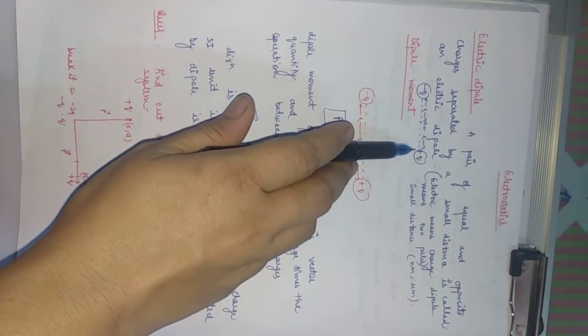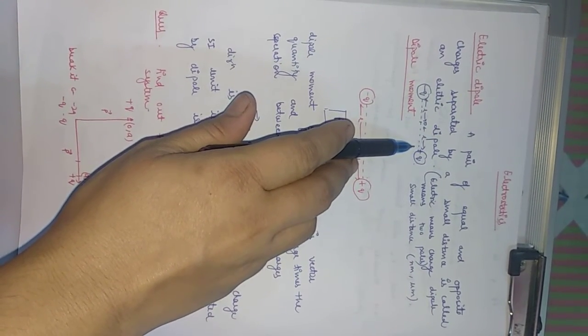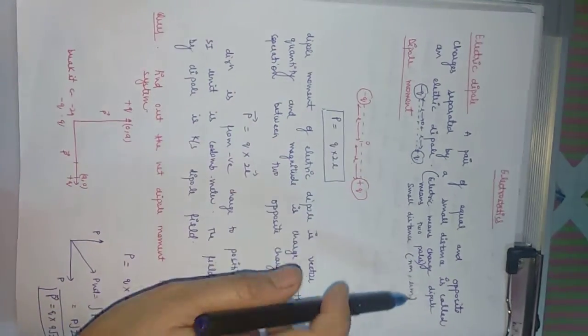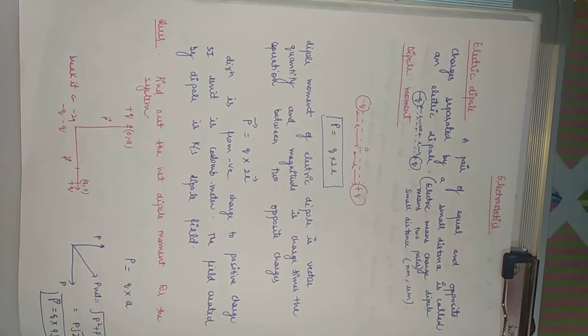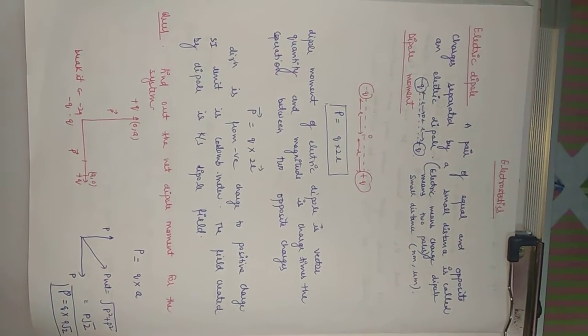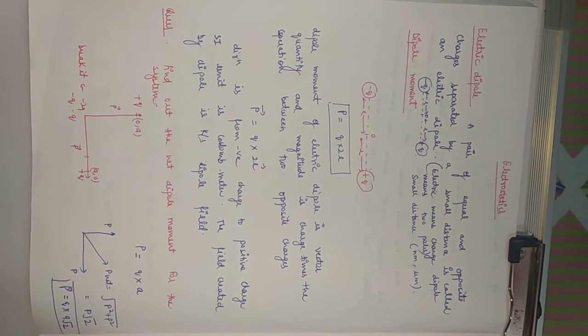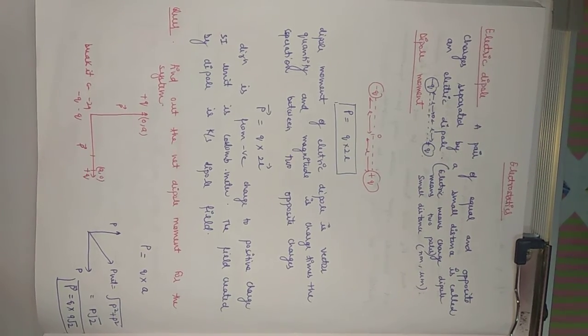This distance 2l, or the separation between the charges, must be very small. It should be in nanometer, micrometer, angstrom or less. Now, another quantity which is derived from this electric dipole is the dipole moment.